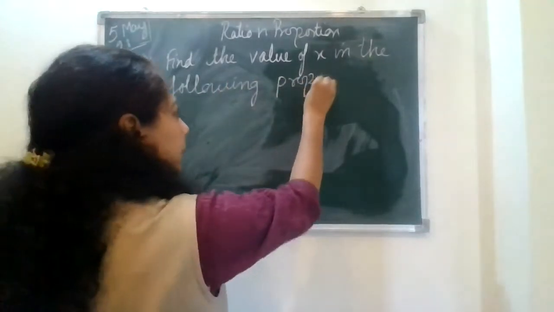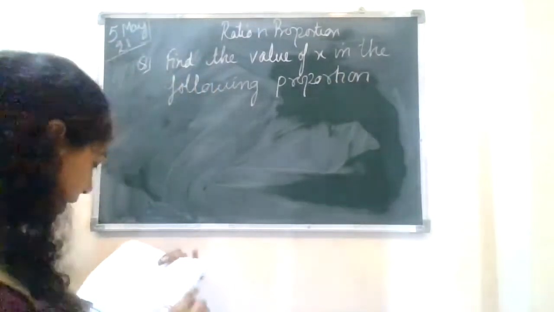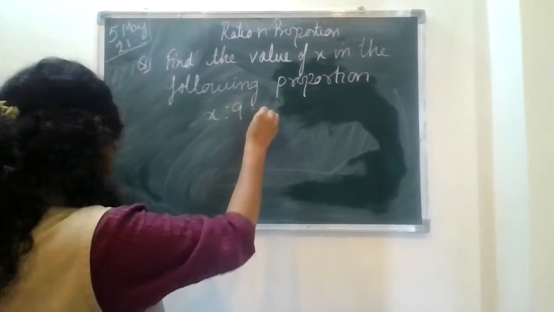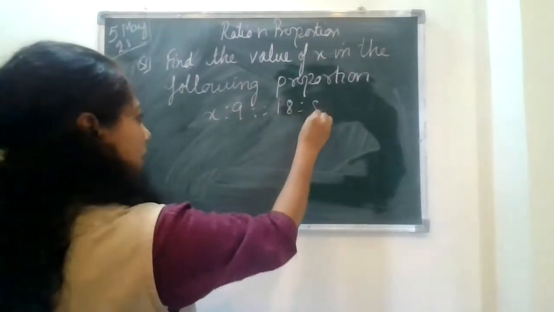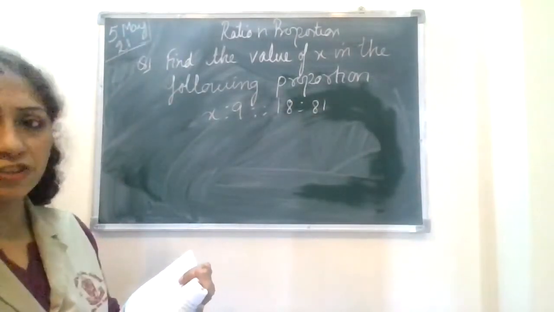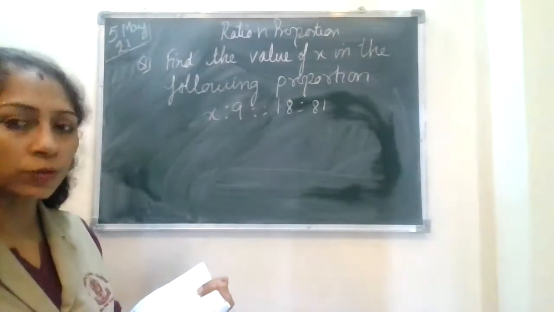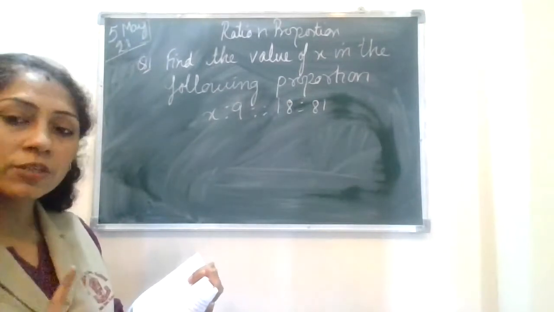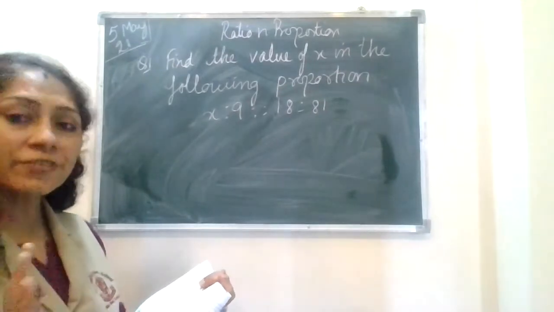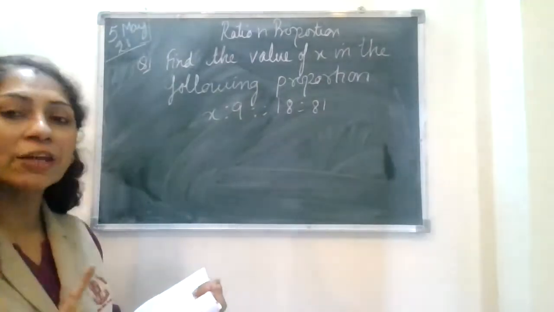Now, the given proportion is x is to 9 and 18 is to 81. Fine. This is given that it is already in proportion. That means both the fractions are in equality. So how are you going to dig out the value of x? You know the relationship: product of extremes is equal to product of means, which I introduced to you yesterday. Okay, so let us recall that relationship. We will use that, we feed the values, and then we will dig out the value of x.